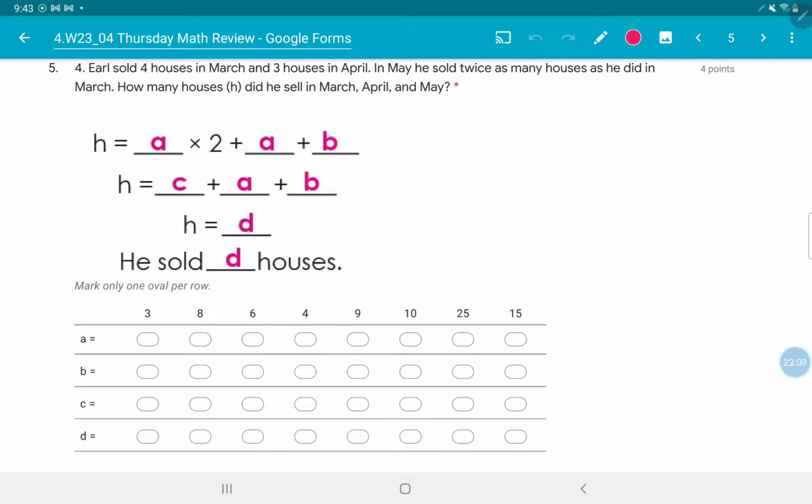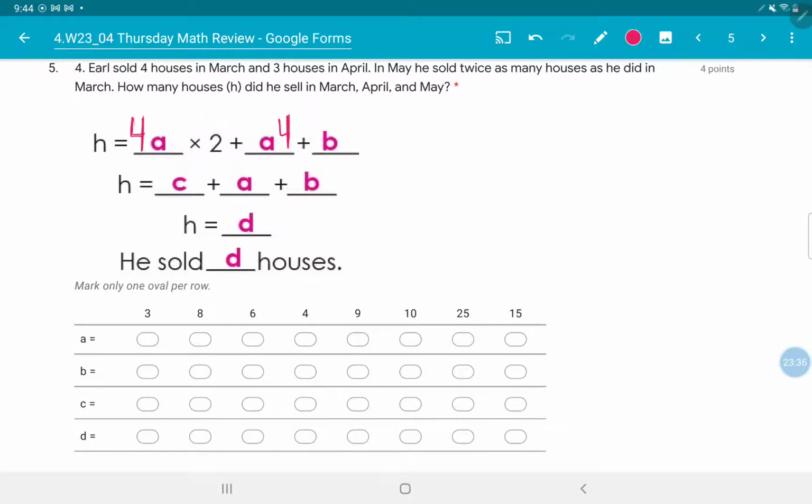And then we have 2 variables. We have A and A, which is the same number. And we have B. So A times 2. What would we need to multiply by 2, Christopher? 4. Why do we need to multiply 4 times 2? Because it's referring to May is twice as many as March, which is 4 houses. Exactly. So he sold 4 houses in March and another 4 houses in May. So we would multiply that by 2. So A both times equals 4.